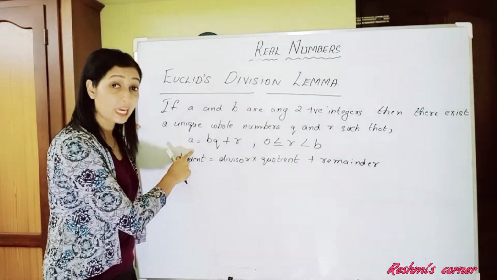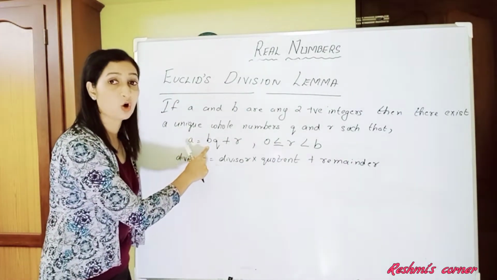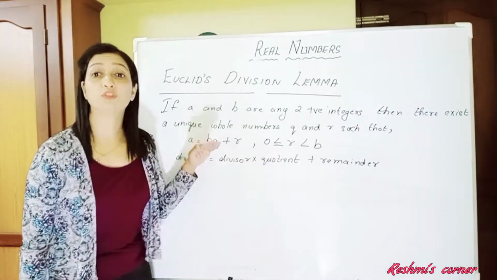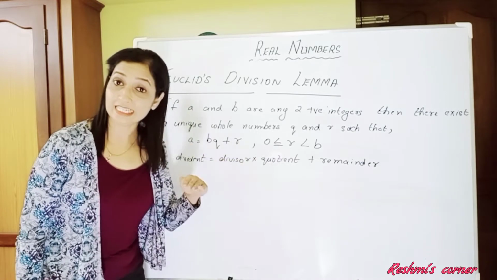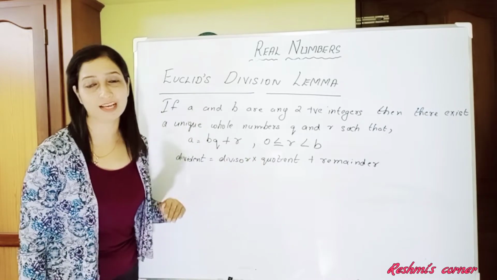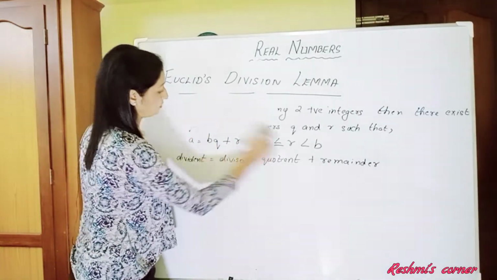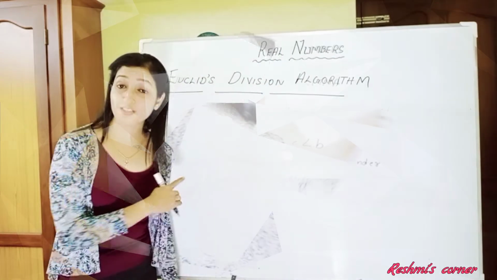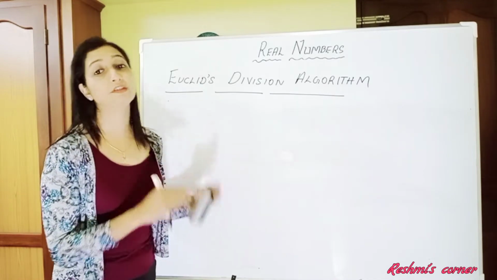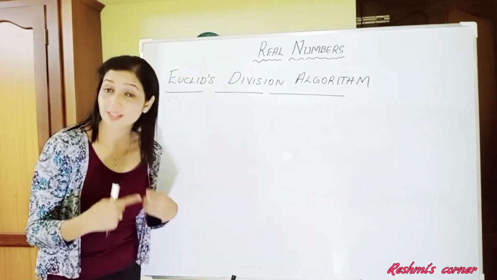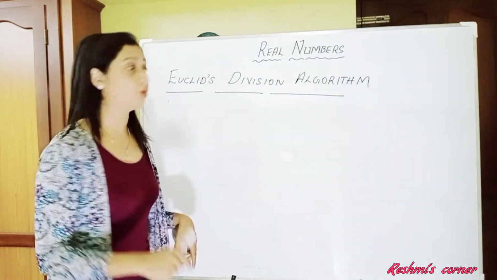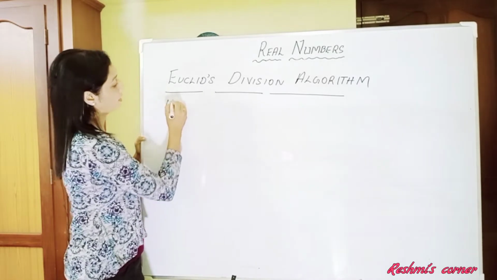So here A is called the dividend, B is called the divisor, Q is the quotient and R is the remainder. Now this Euclid division lemma leads us to Euclid division algorithm. So now let's see what this Euclid division algorithm is. As we said before, using the Euclid division lemma, we get the stepwise procedure to find out the HCF of two positive integers.